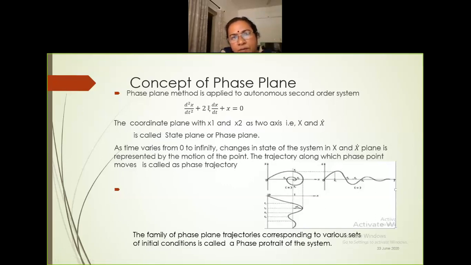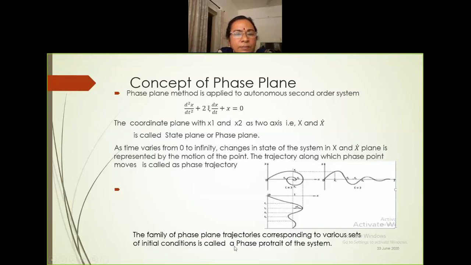Got the concept? Phase plane is two axes x and x dash, that are nothing but the state variable or the phase variable. That is why it is phase plane. The movement of this point is called the phase trajectory. Got the concept? That is for one initial condition.